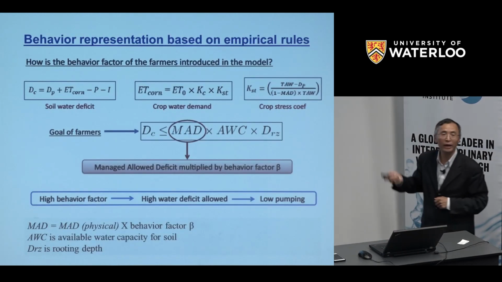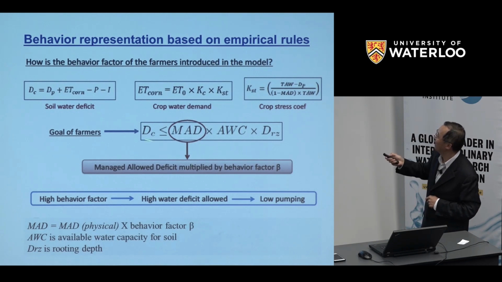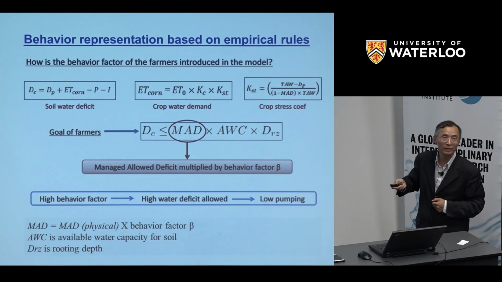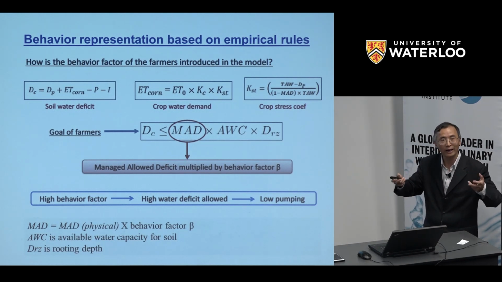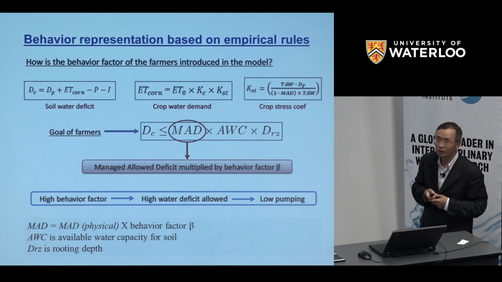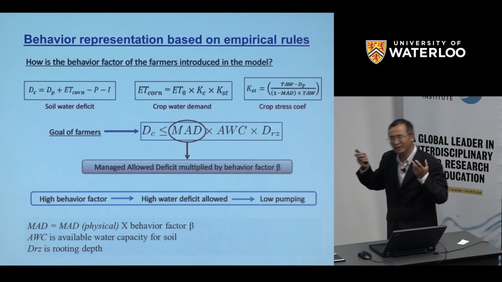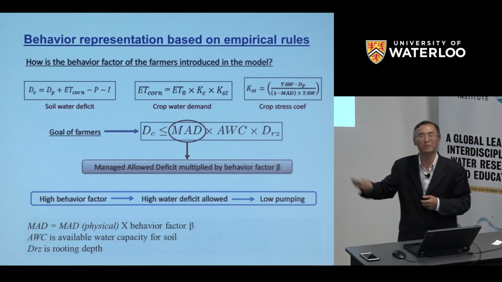On the behavior side, there are several equations here. Let me just try to explain that. Basically in agronomy, we have the so-called managed allowed deficit. That means if you want your crop to maintain a reasonable yield level, the soil water deficit should be maintained at a certain level. We call this level MAD. This MAD level varies by farmers.